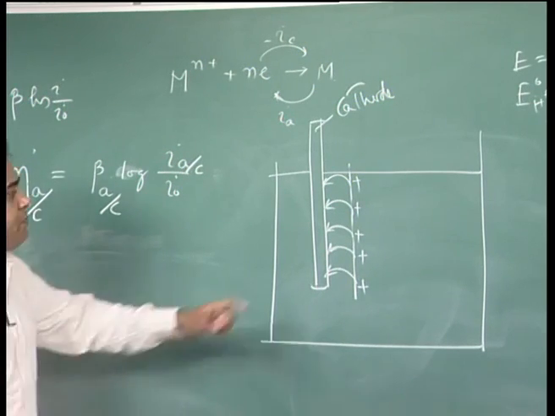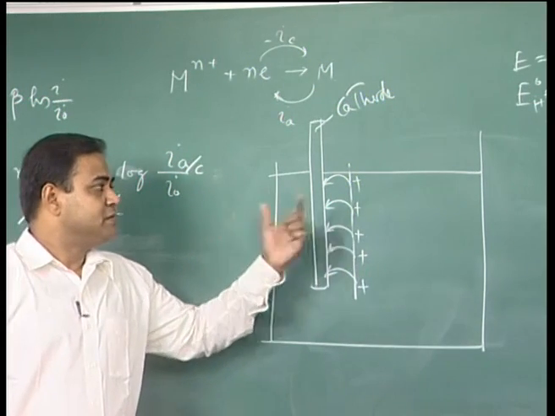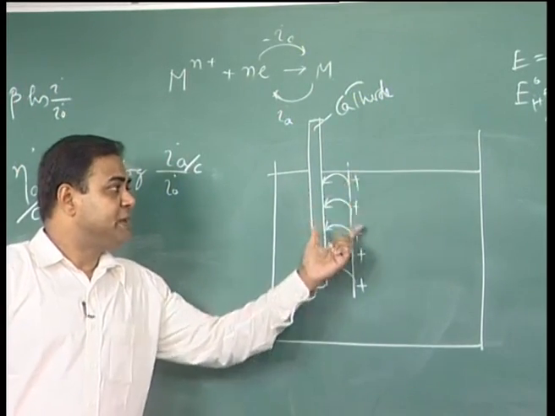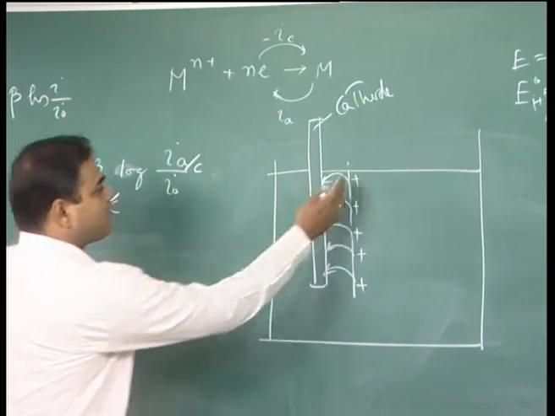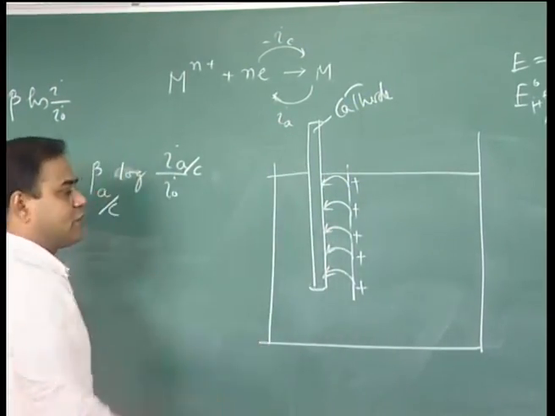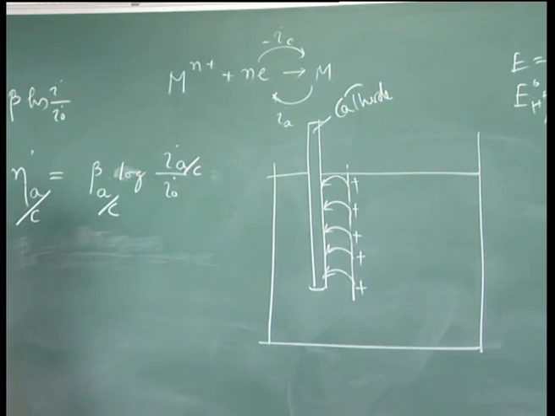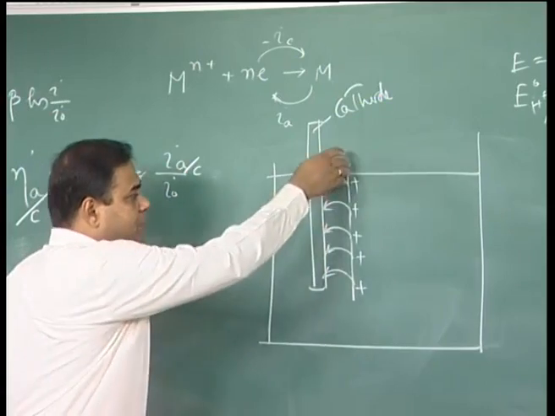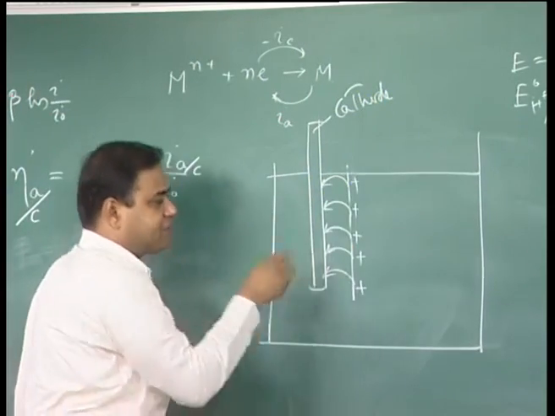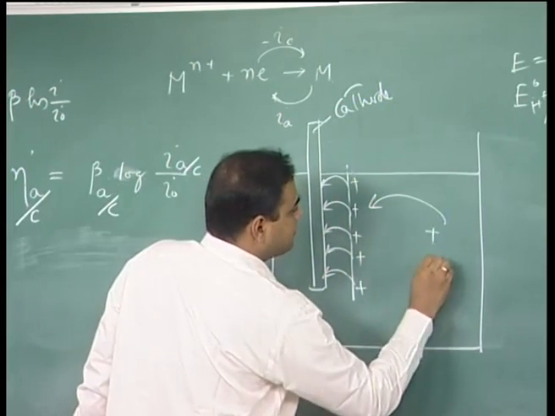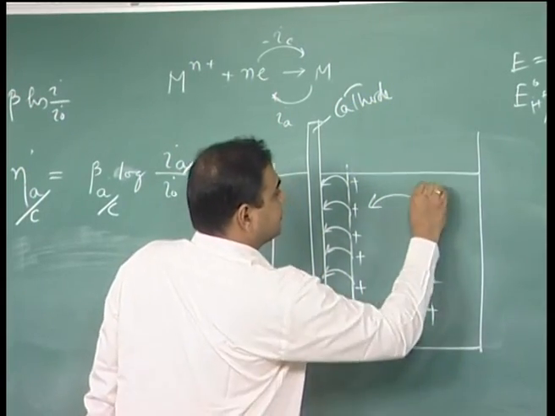Now, in order to maintain the depleted positive charge, once one set of positive charges are getting deposited on this cathode surface, in order to maintain the number of positive charge ions on this surface, you have to have a diffusion of those positive charges from the bulk of the solution.